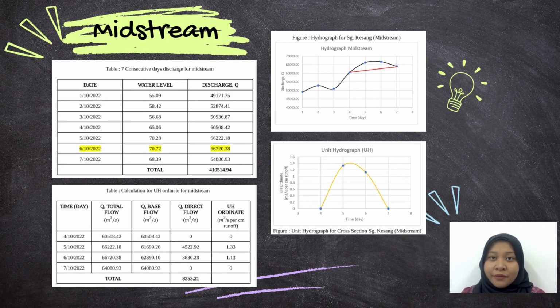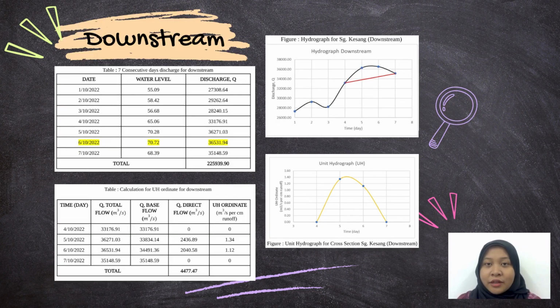This is the midstream for Sungai Kesang River. The highest discharge that we got is 66720.38 meter cube per second. For the last hydrograph is downstream for Sungai Kesang River, and the highest value for discharge is 36531.194 meter cube per second.